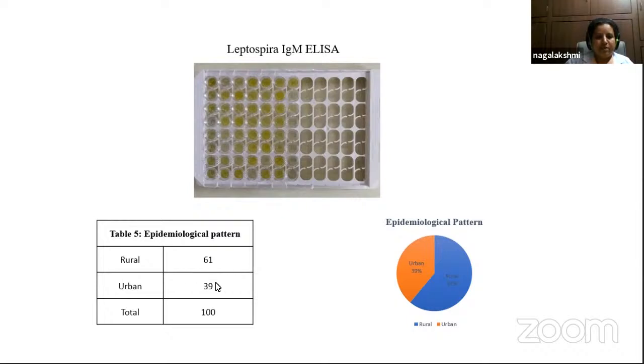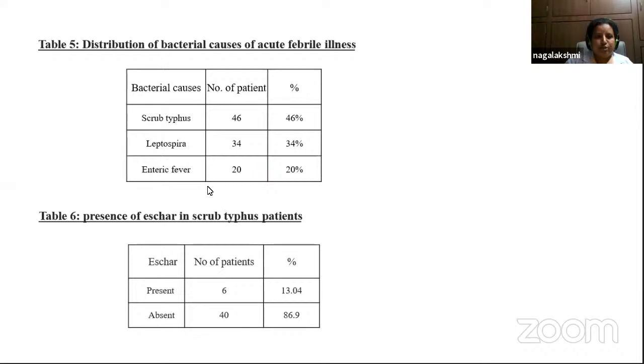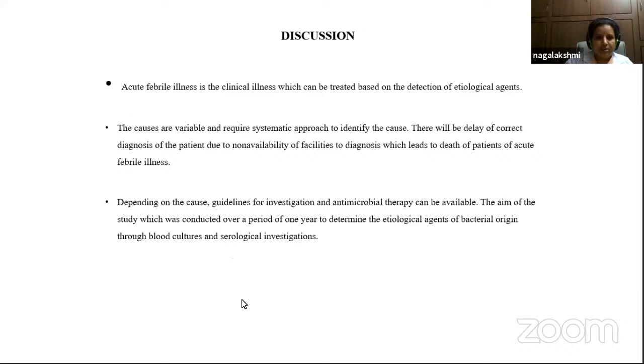Of 61%, and urban areas included 39%. And distribution of the bacterial cause of acute febrile illness, bacterial causes being 46%, leptospira 34%, enteric fever 20%, and the presence of Eschar in Streptococcus infection patients, it was present in 46% of patients.